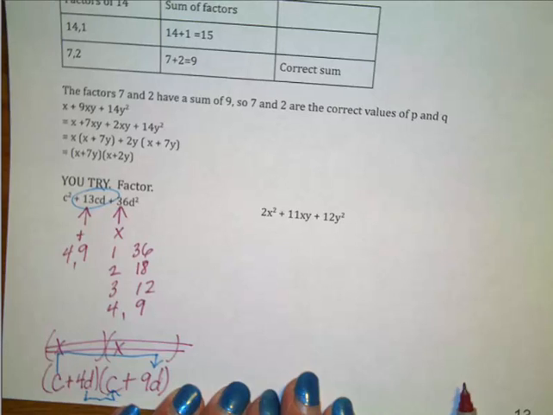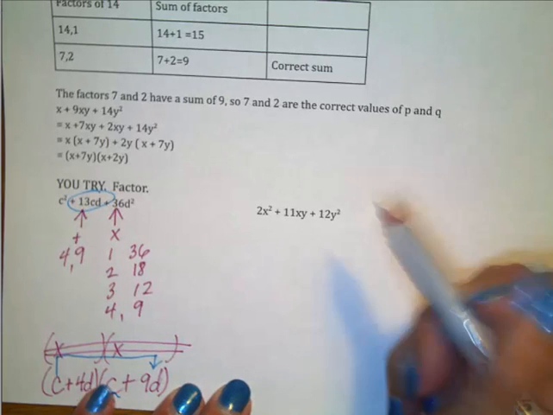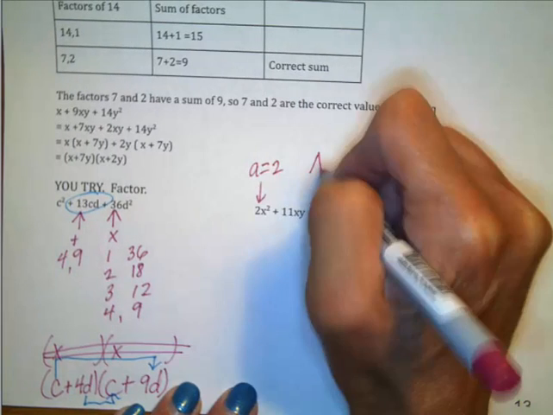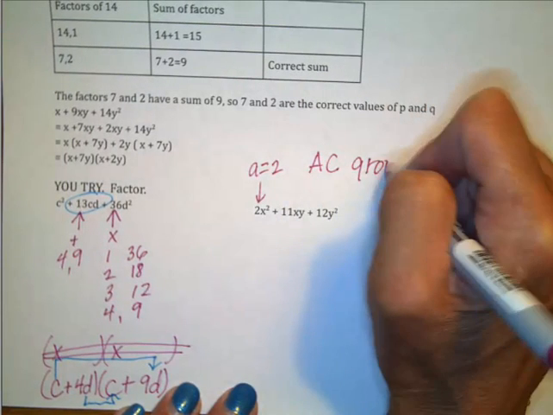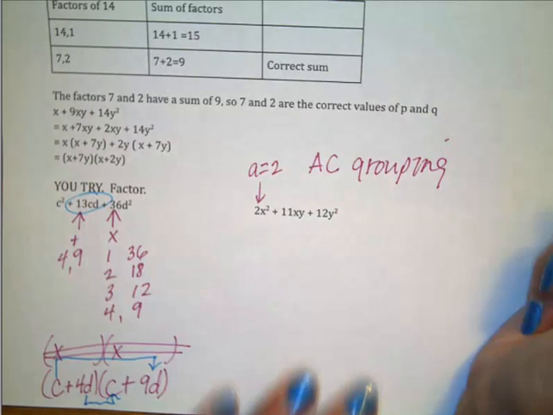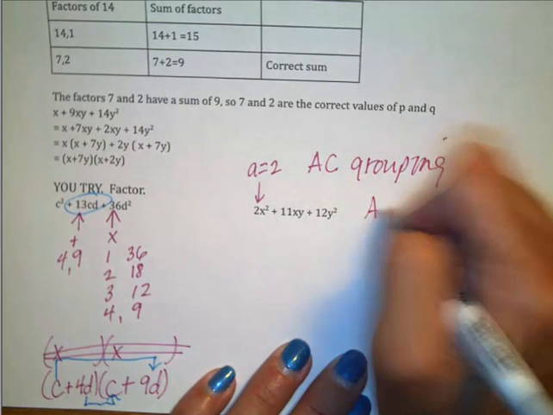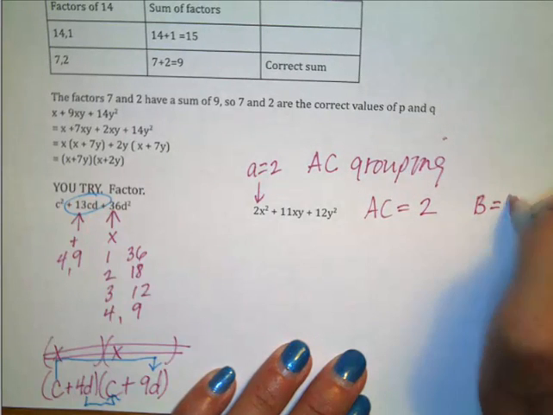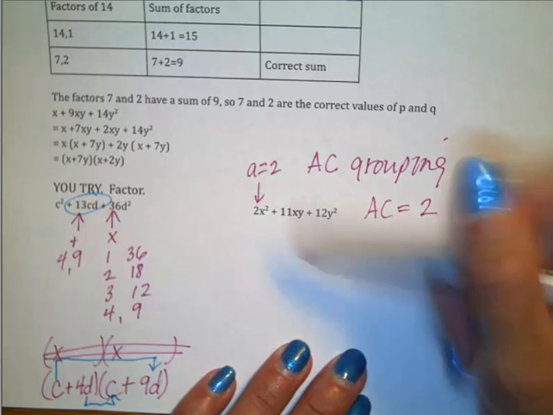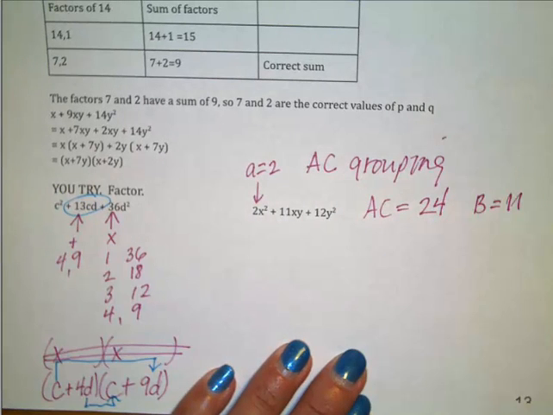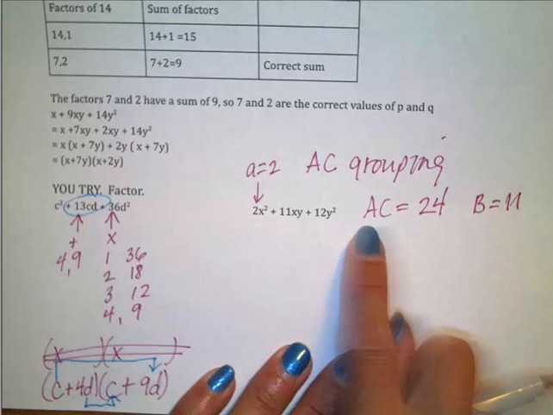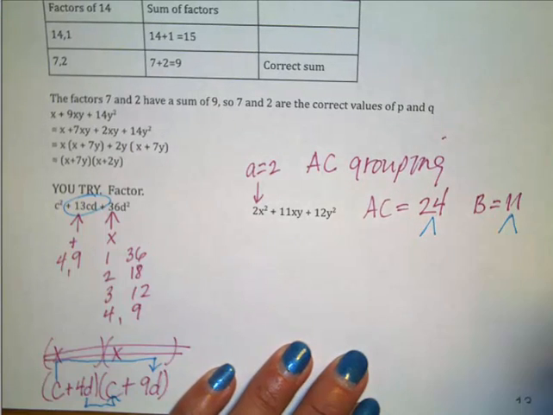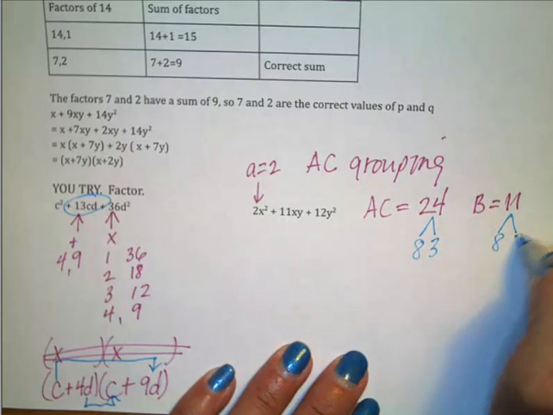All right, so now we have this a value. So we're going to use the AC grouping because it's not a GCF. So a times c is 2, b is 11. Oh my goodness. A times c is not 2, a times c is 24. So what multiplies to 24 and adds to 11? Hopefully you're saying 8 and 3.